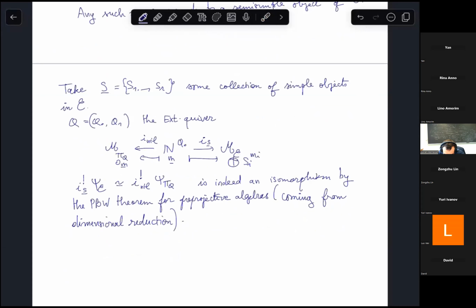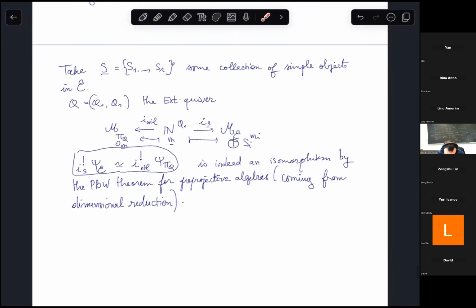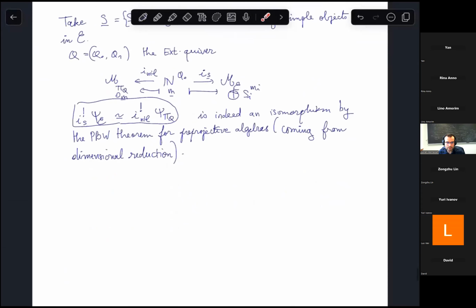And by the local neighborhood theorem, the stalk restriction of phi C is exactly the same thing as the stalk restriction of phi pi Q using these maps. And because we know that PBW theorem is true for preprojective algebras of quivers by dimensional reduction, we deduce that the stalk restriction of phi C is an isomorphism. And so we deduce the PBW theorem for any 2-Calabi-Yau abelian category. And this is all what I wanted to say today.